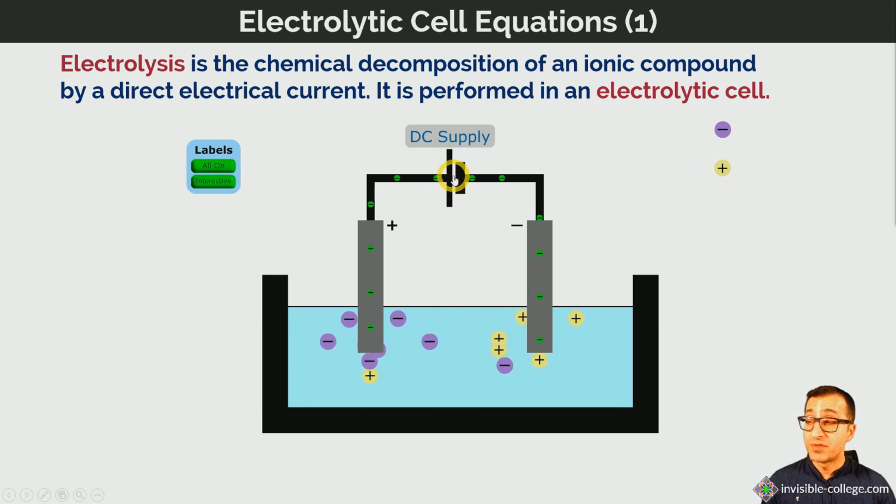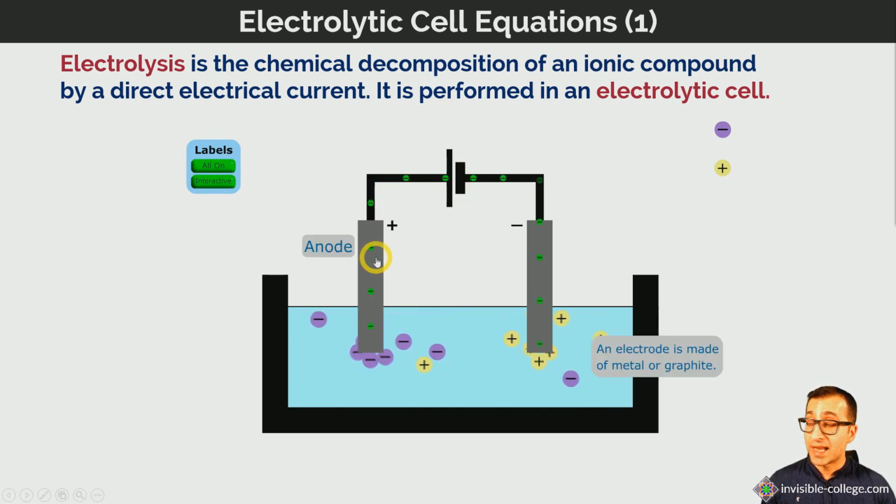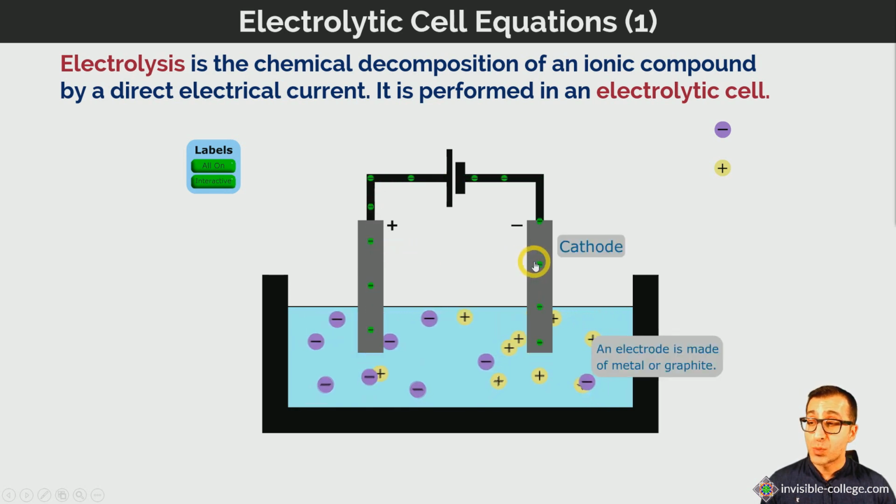You also have a source of direct electrical current. In this case we have an electrical cell here. You have a positive electrode called the anode. This is where electrons go into the circuit. And you have a negative electrode, and this is where electrons flow out into the electrolyte. This is called the cathode.